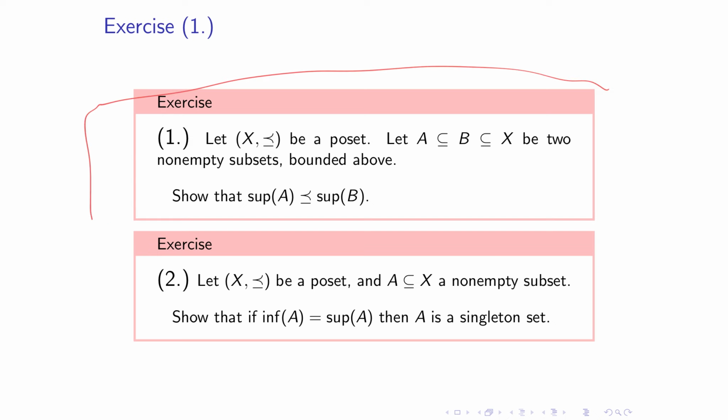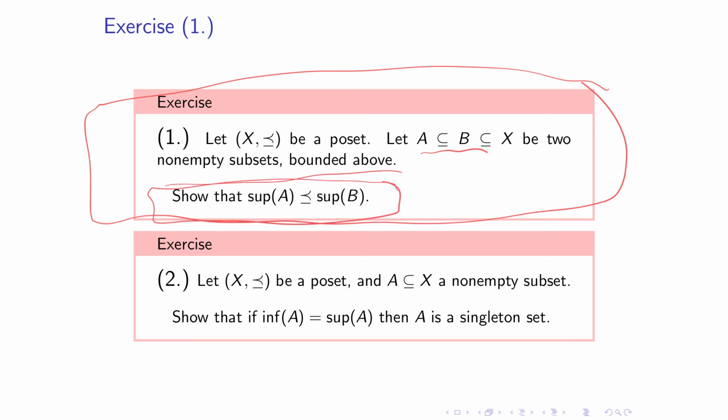Suppose that you have a poset and you have a chain of subsets. So A is a subset of B, B is a subset of the poset, and they are both non-empty and bounded above. Show that the suprema are in that order: sup A precedes or equals sup B. Of course, there is a corresponding statement for the infima.